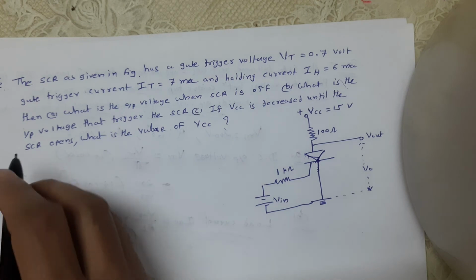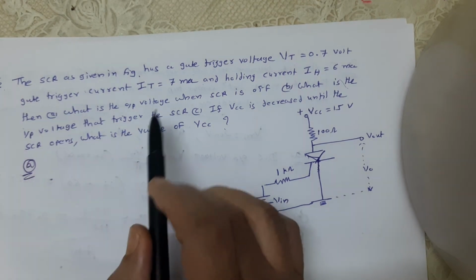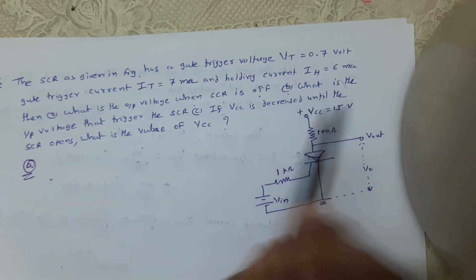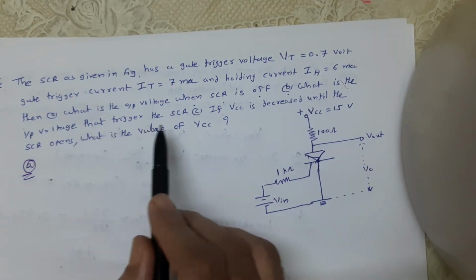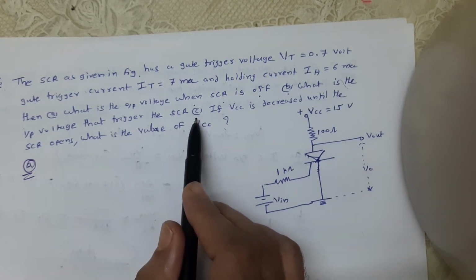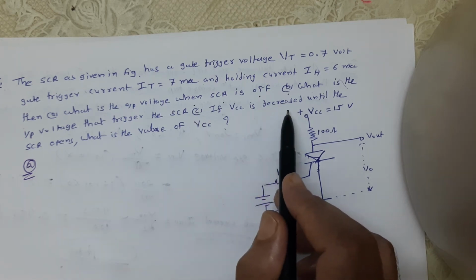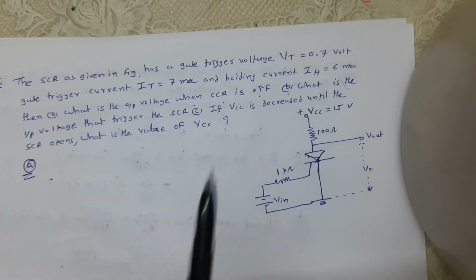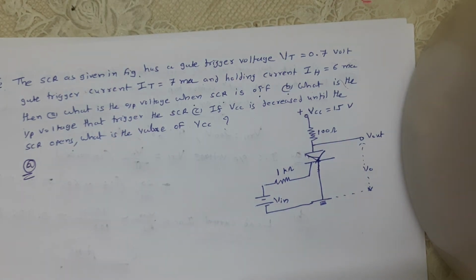Then find out A, what is the output voltage when SCR is off? B, what is the input voltage that trigger the SCR? And the last one, C, if VCC is decreased until the SCR opens, what is the value of VCC? This is our circuit diagram.